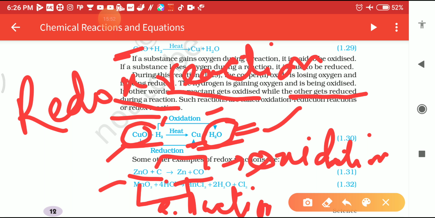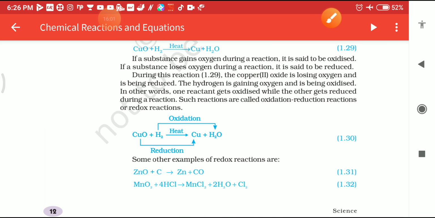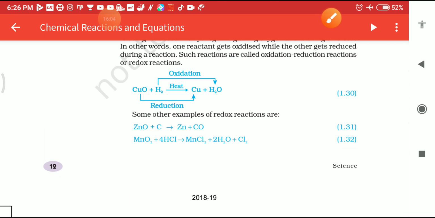Okay students, now let's proceed to another one here. Now the next example is this one, MnO2, manganese dioxide, plus hydrochloric acid, which gives rise to manganese dichloride plus water plus chlorine. Okay, now how will you balance it? Once again you will focus here.